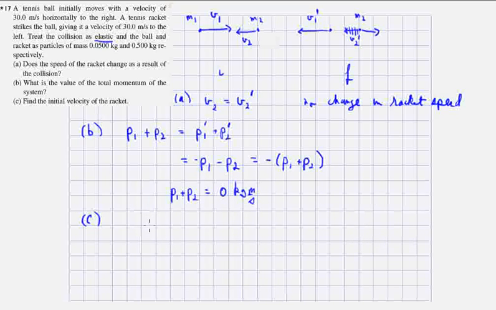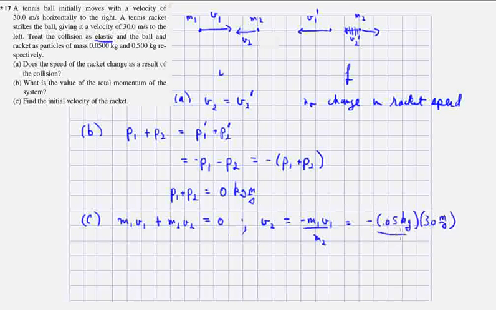Okay, finally, find the initial velocity of the racket. Okay, so using the now known fact that the system momentum is 0, we can say that P1 plus P2 is equal to 0, and that V2, the initial velocity of the tennis racket, is equal to minus M1 V1 over M2, which is minus 0.05 kilograms, mass of the tennis ball, times the initial velocity of the tennis ball, divided by half a kilogram.